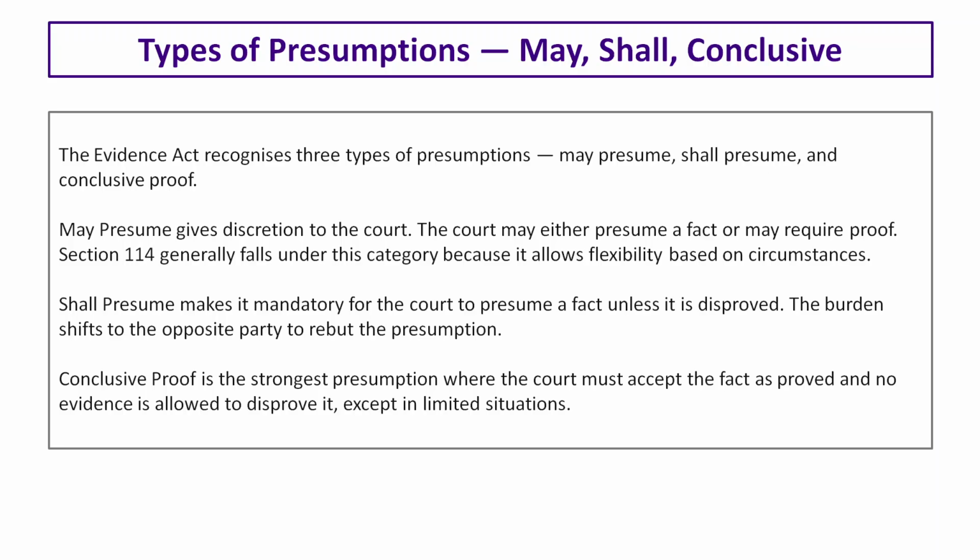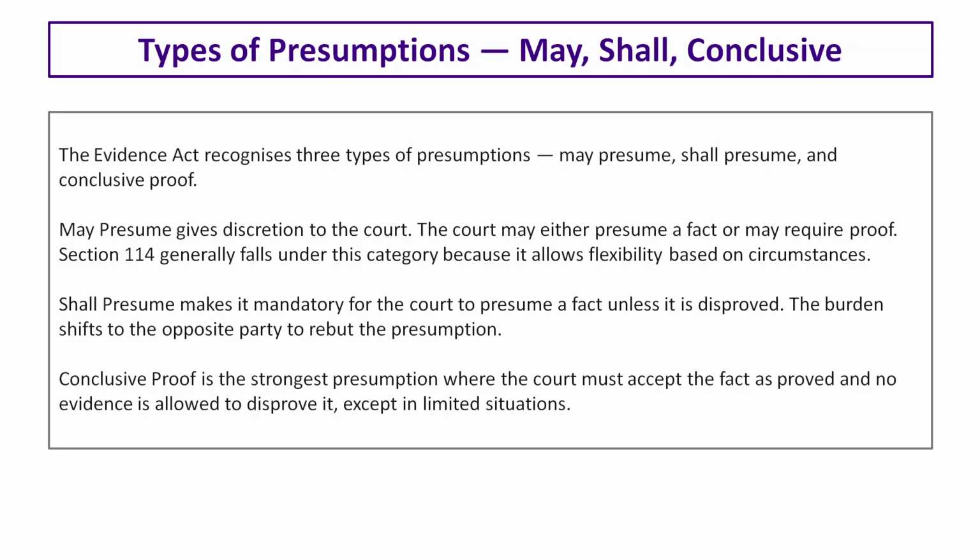First, let us look at may presume. When the law says the court may presume, it means the court has a choice. The judge may accept the presumption or the judge may ask for more proof. So, nothing is compulsory in may presume. Section 114 mainly falls under this category. For example, if stolen property is found with a person, the court may presume involvement in the theft, but the judge will still look at the circumstances before deciding.